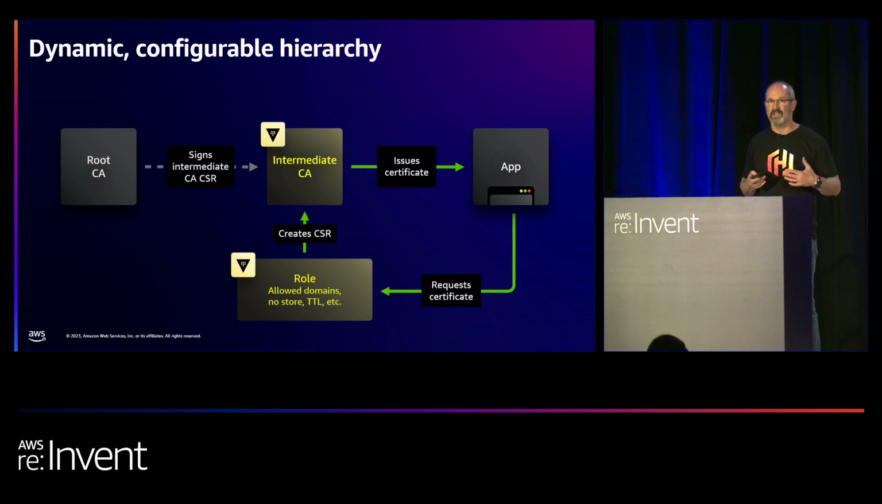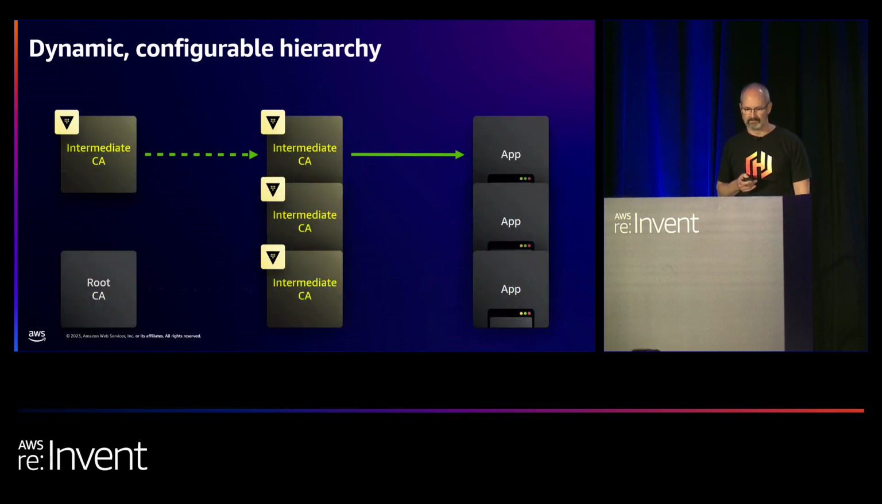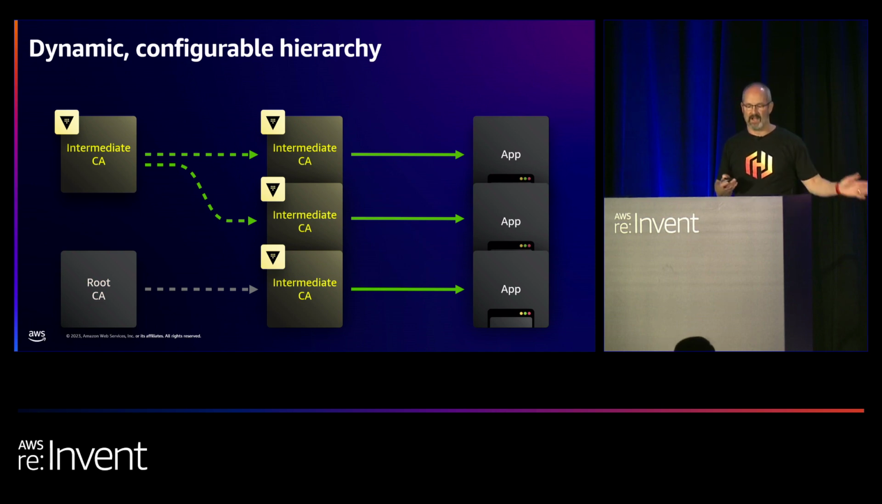And once again, you're assigning roles to those intermediate CAs in terms of who has access, what type of access they have, policies, how you want to set the time to live on your certificates, et cetera. And you can have multiple intermediate CAs. So the customer I mentioned earlier, who was running multiple workflows and managing about 4,000 certificates, is using a couple of intermediate CAs in their environment with Vault.